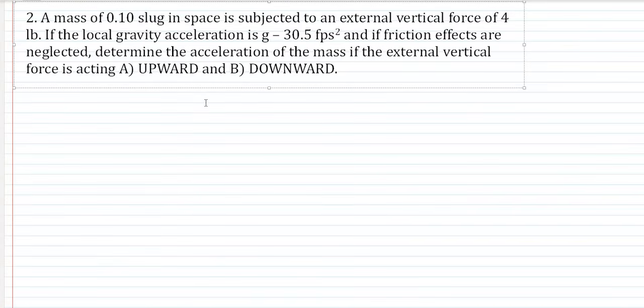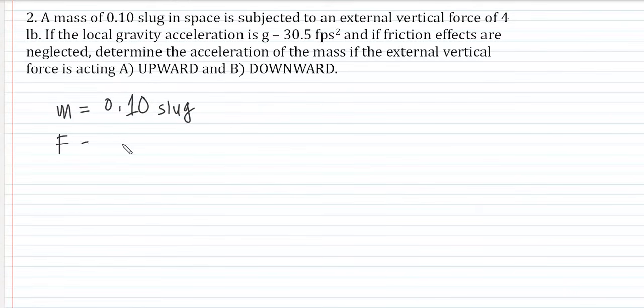Problem number 2: a mass of 0.1 slug in space is subjected to an external vertical force of 4 pounds. Let's go ahead and write the given. We have mass equal to 0.10 slug, and a force equal to 4 pounds. The local gravity acceleration is 30.5 feet per second square, so g is equal to 30.5 feet per second square.